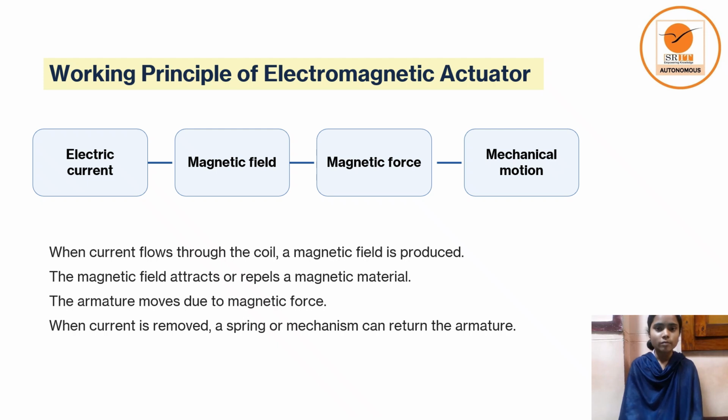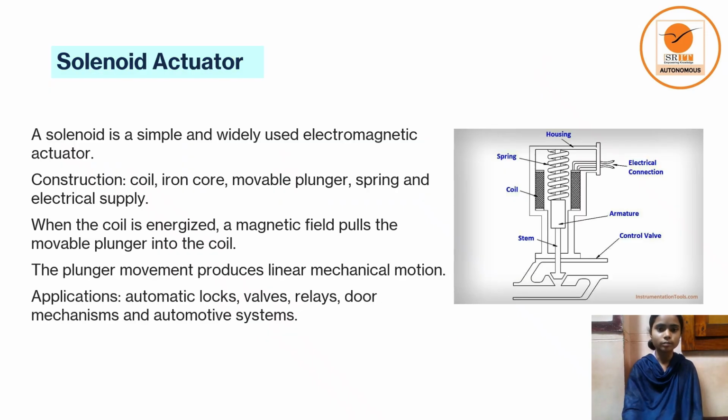The main working principle of electromagnetic actuators is as follows. First, current flows through the coil. The coil produces a magnetic field. This magnetic field either attracts or repels a magnetic material. The armature moves due to the magnetic force. When the current is removed, a spring or mechanism returns the armature.